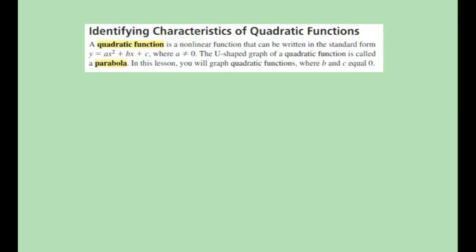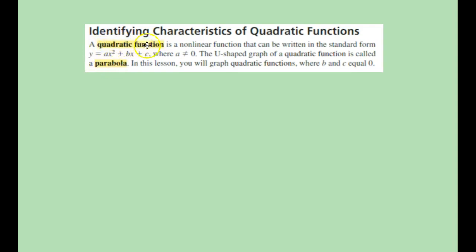Now let's explain kind of what a quadratic is. So a quadratic function is nonlinear, right? We've dealt with lines a lot, but this one's not linear. That can be written, here's my standard form, right? And we've looked at this a lot in standard form. So it's y equals, or f of x equals ax squared plus bx plus c, when a is not 0, right? I have to have this x squared term.